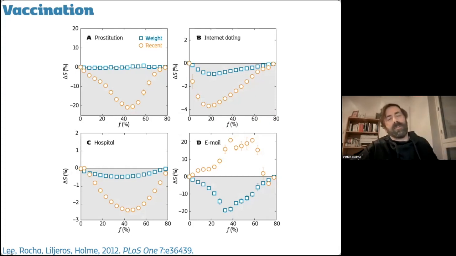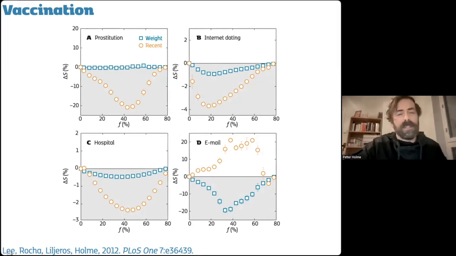And the explanation for this relates to what we saw before, when we compared the prostitution and phone call data. So in A, B, C, D, there is a high turnover of nodes in the network. People come and go in all these data sets. But in the email data, those who are there in the beginning are also there at the end.